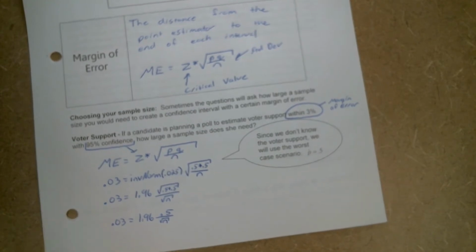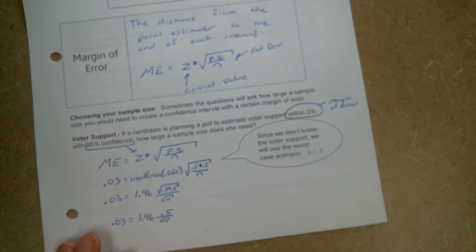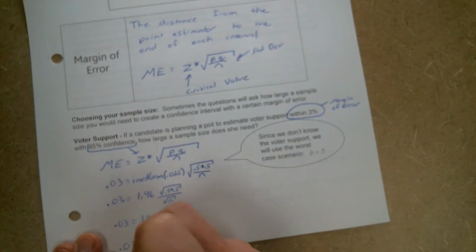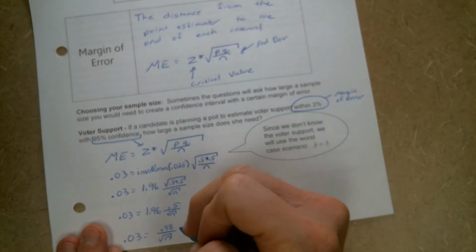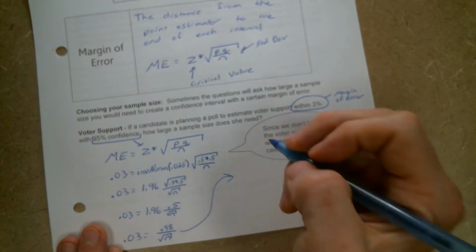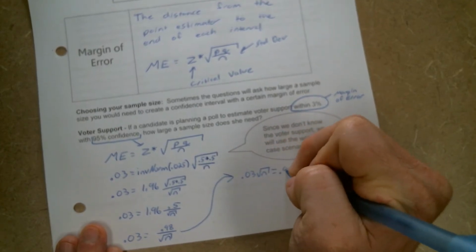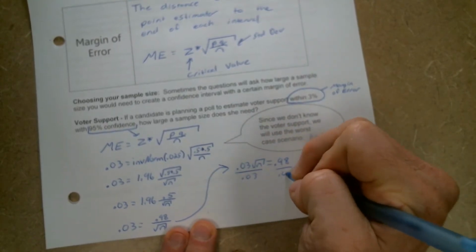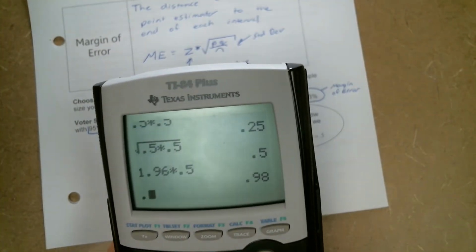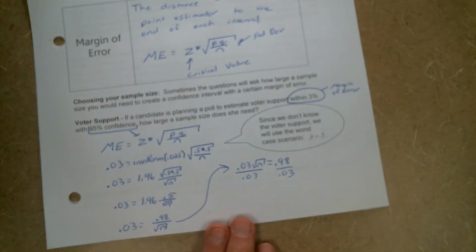All right, and then again, I just have to keep going through the algebra here. I could multiply 1.96 and 0.5. So 1.96 times 0.5 is going to be 0.98. So now I've got 0.03 equals 0.98 over the square root of n. Multiply both sides by the square root of n, and I get 0.03 square root of n equals 0.98. Divide both sides by 0.03. 0.98 divided by 0.03 is going to give us 32.67.